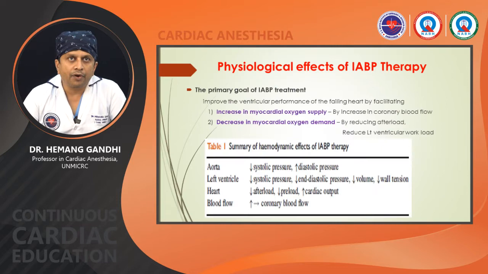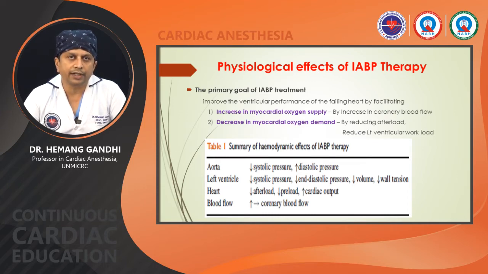The IABP has primary effects mainly on the ventricular performance of the failing heart by facilitating an increase in myocardial oxygen supply and a decrease in myocardial oxygen demand. So how does it increase the myocardial oxygen supply? By increasing the coronary blood flow. At the same time, it reduces the afterload and the left ventricular workload, thus reducing the myocardial oxygen demand.